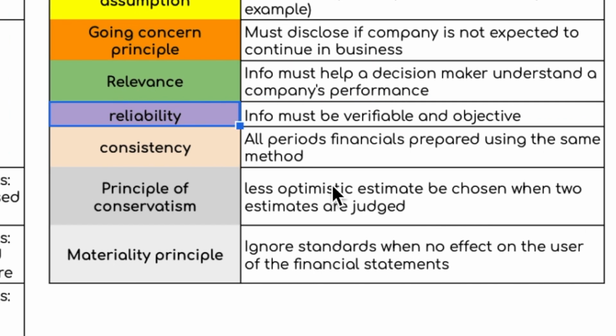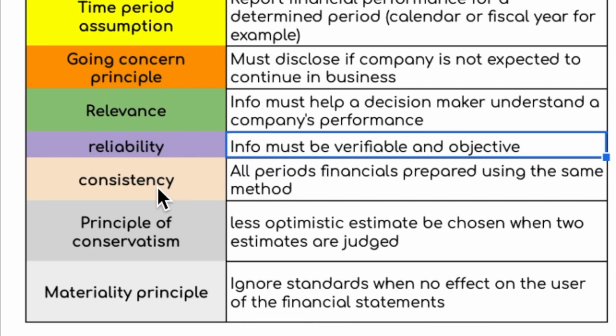The next standard is reliability, which means that the information must be verifiable and objective. Verifiable means that you can go back and verify the information presented in the financials by looking at the source. So for example, if we're looking at the cash line item, you can go back to the bank statement and verify the information is correct. And objective means that you as an accountant are booking the financial transaction based on evidence. So for example, if you were booking an expense, you're booking the expense based on an invoice from the vendor.